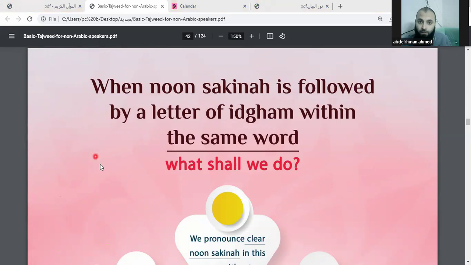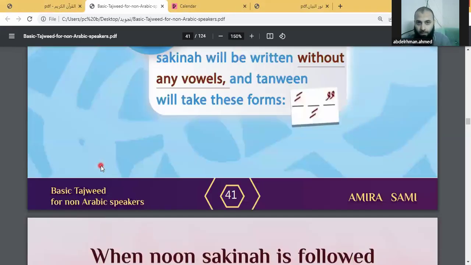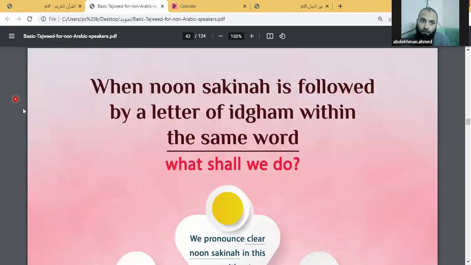But this is actually between two words only. How is that? Like when the noon or the tanween is at the end of the first word, like this, man, and ya'mal. Man ya'mal. I have noon sukun here, followed by ya. So yeah, I apply the rule. It's between two words. Remove the noon, add shadda, and do ghunnah.